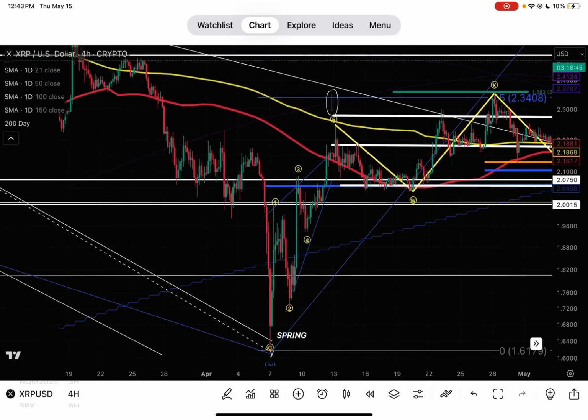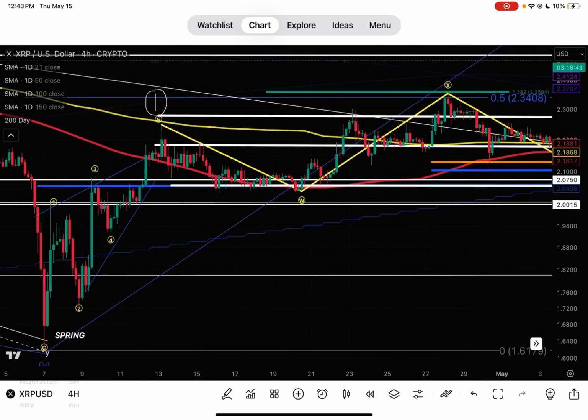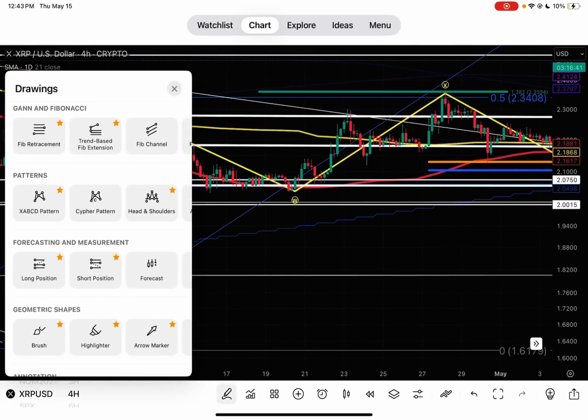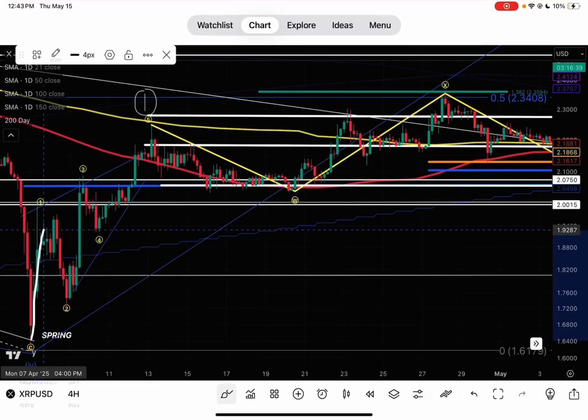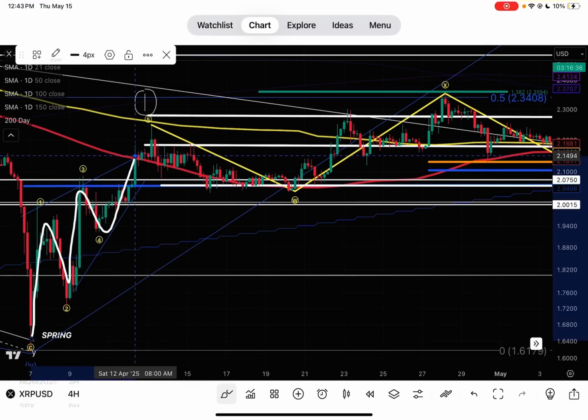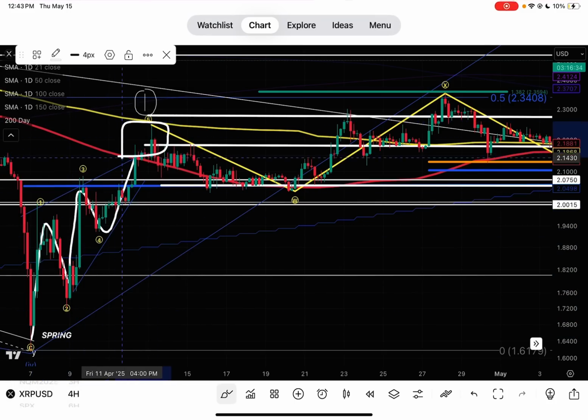Let's take a look at XRP over here today. Going all the way back to April 7th, we had a leading diagonal to the upside for your wave 1. Notice how the waves are overlapping here, and then you have a little bit of a throw over of that diagonal to signal the end of your wave 1.